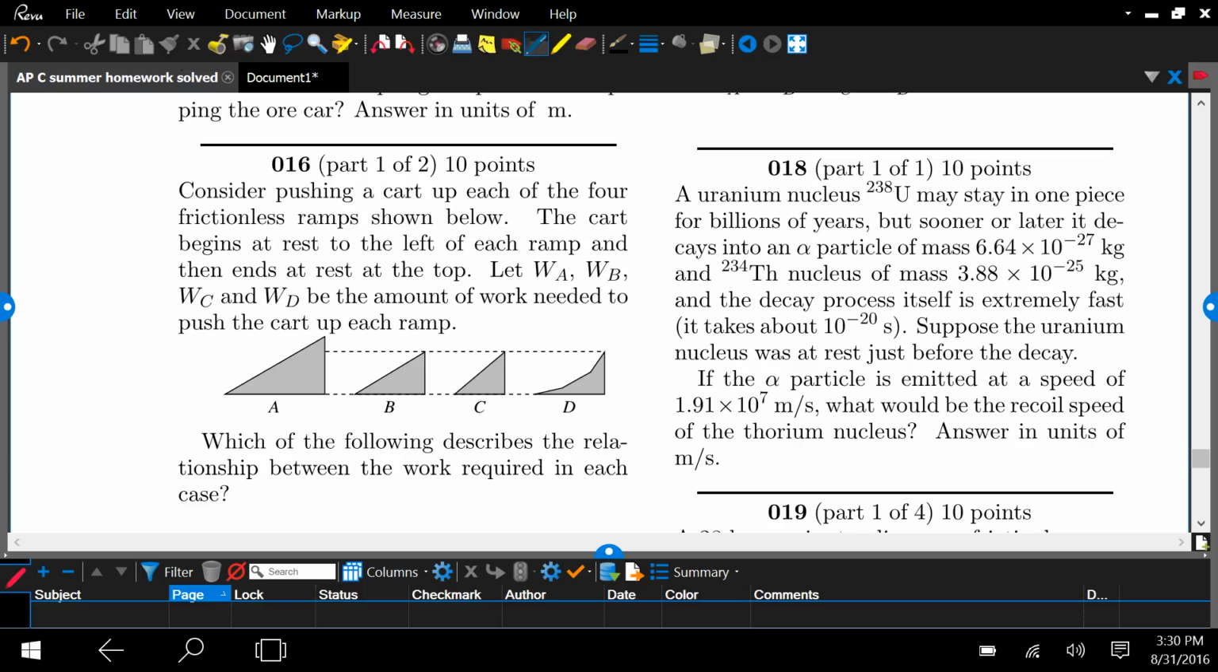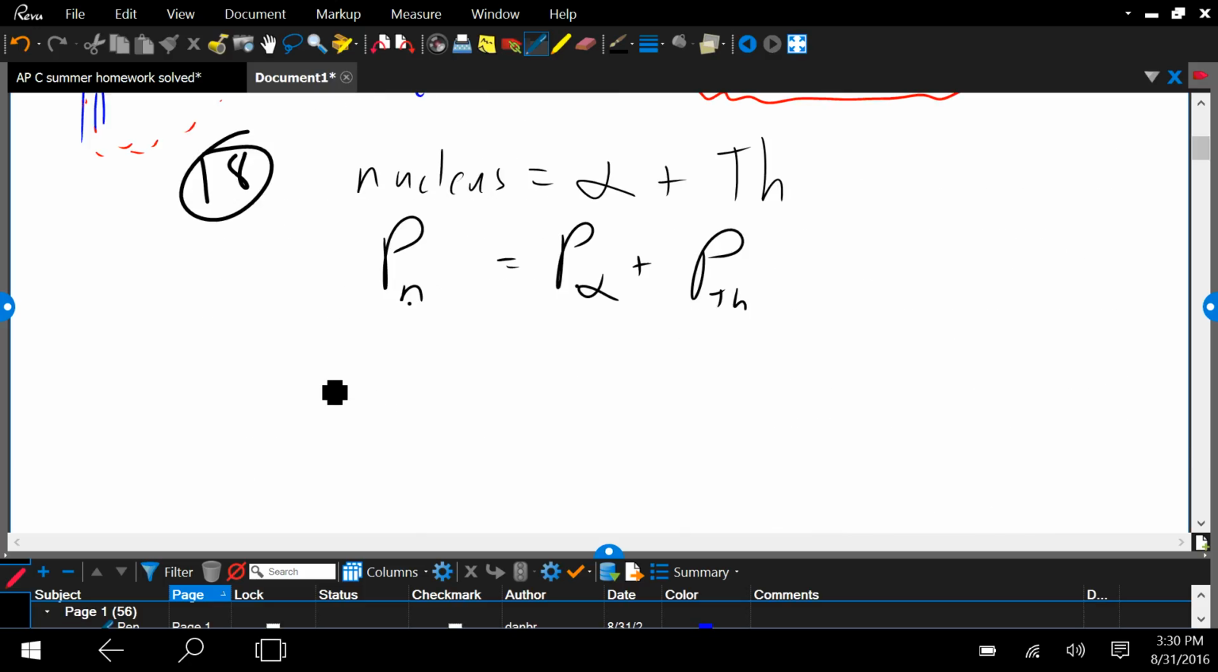And so it stays in one piece for billions of years, and then it decays. So the alpha particle is spit out at a certain speed. But beforehand we have the mass of our nucleus, which I'm not even going to put in because it doesn't matter, and its speed is 0. It's just kind of chilling out and sitting there.